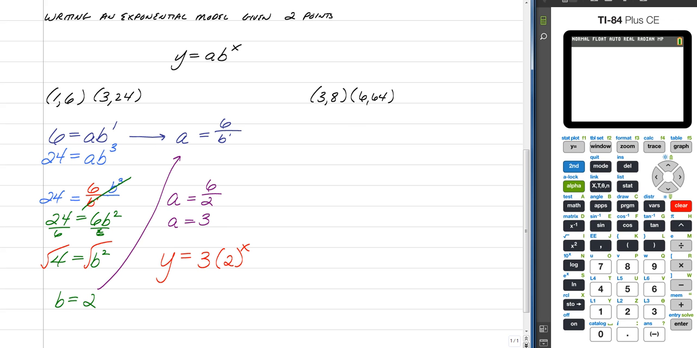Okay? So the next example is the same thing. I would like you to just pause the video to see if you can work yourself through one of these exponential models. Click play as soon as you're ready, and we'll be good to go.